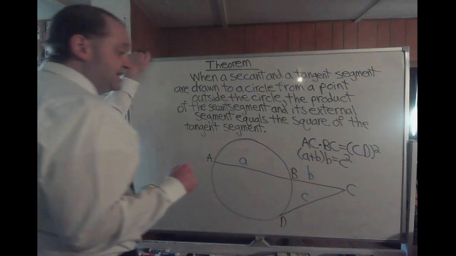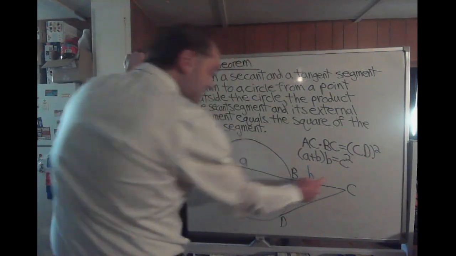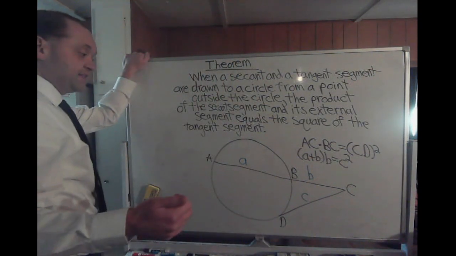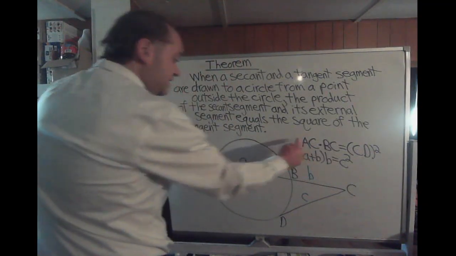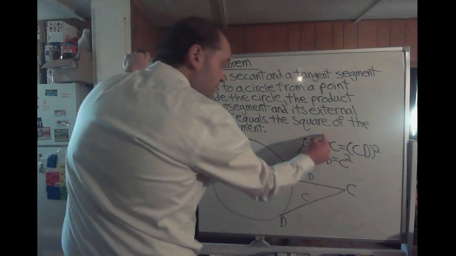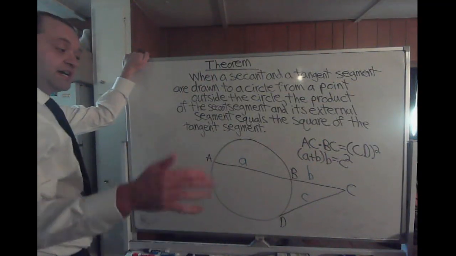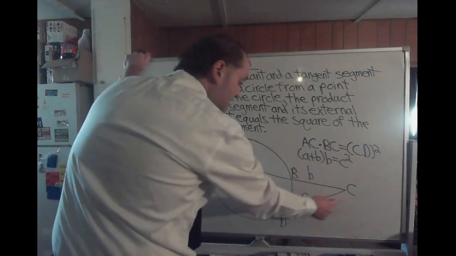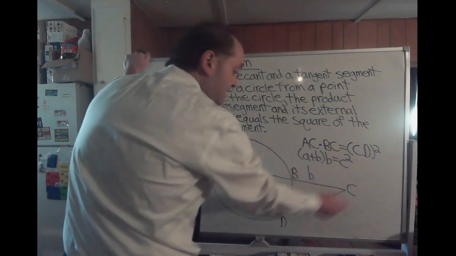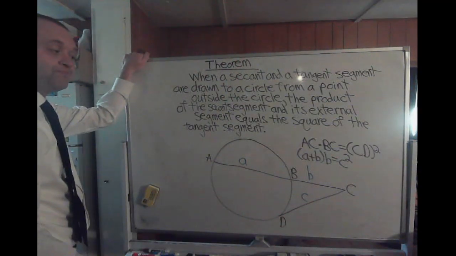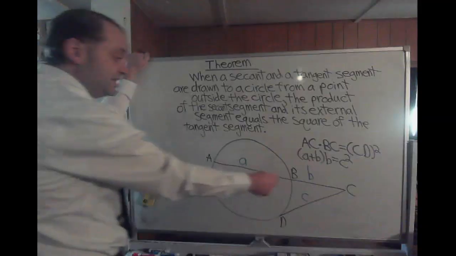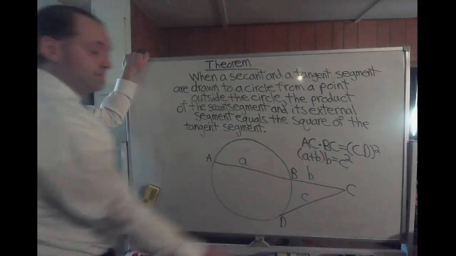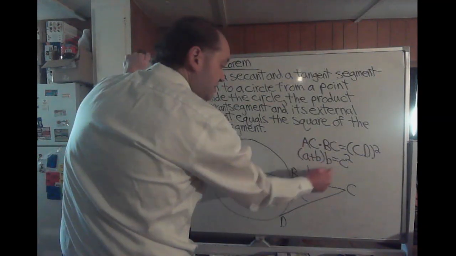So in this case here, you have the whole segment AC, right? It's kind of like the last theorem. You're going to take the length of the whole segment AC times its outer portion BC, but this time you're going to set it equal to the length of the tangent segment, which would be CD to the second power. And then you see the whole length of AC would be A plus B times the length of the outer segment, which would just be B.